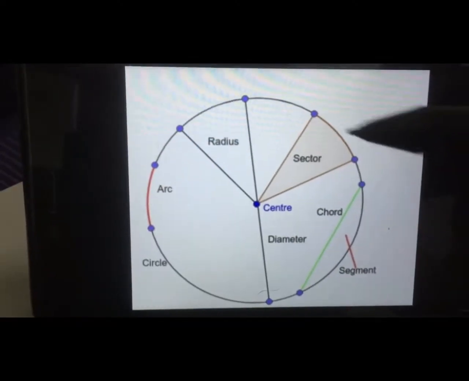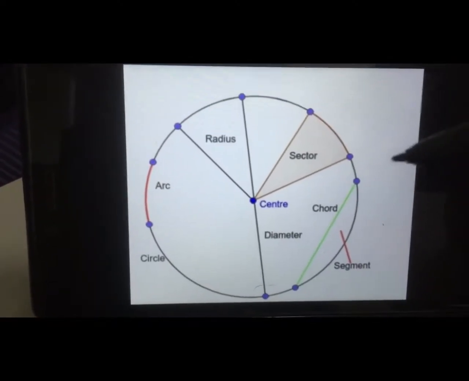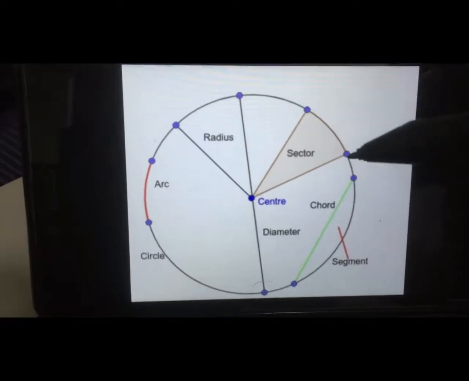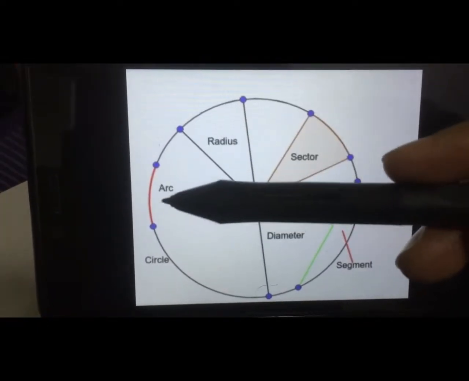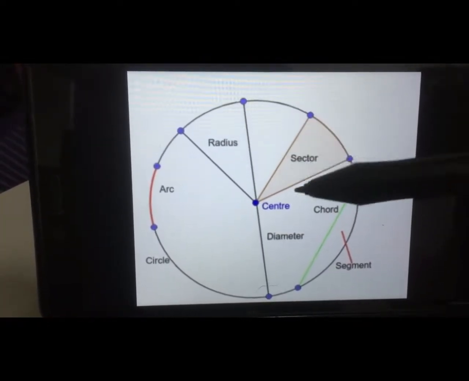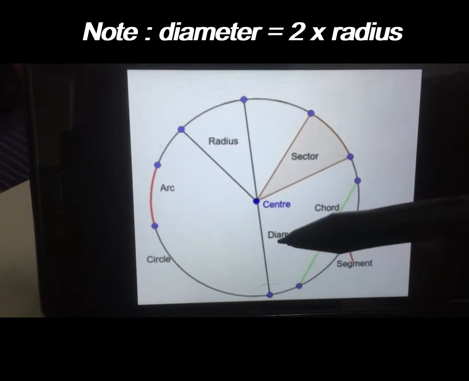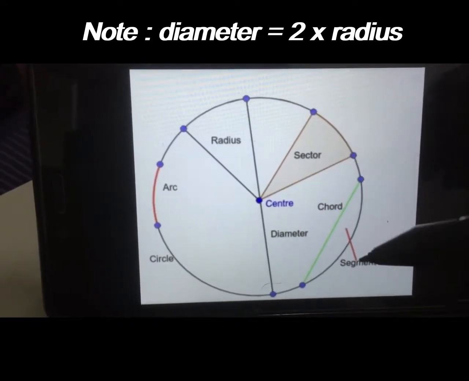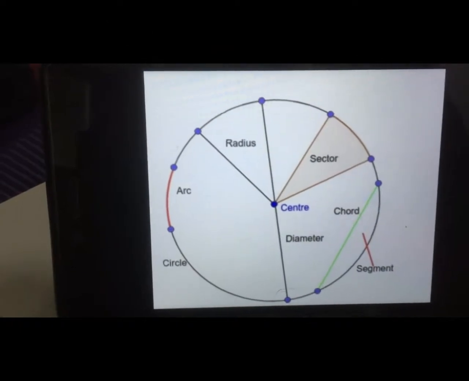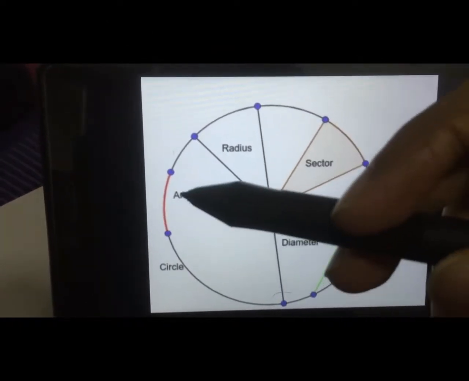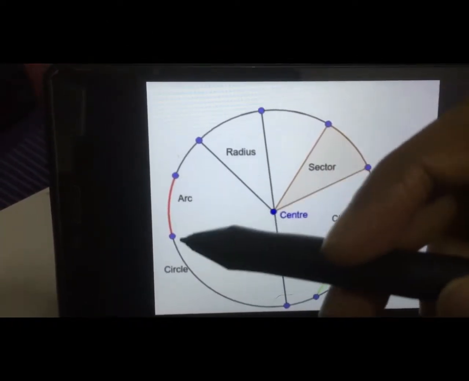This is the parts of a circle which I meant, and as you can see, these are some of the important terms, starting with the arc, followed by radius, center, diameter, sector, chord and segment. Let us begin with the arc. Arc is basically the length of a curved line.